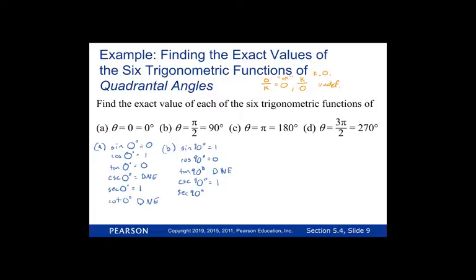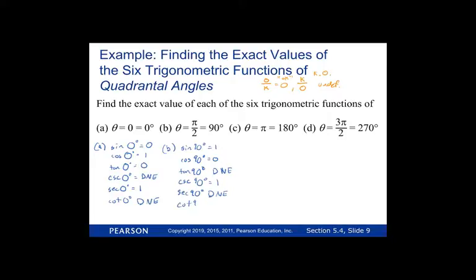So we're taking the reciprocal of what? What was cosine of 90? So what's the reciprocal of 0? 0 is already 0 over 1. When we flip it, 1 over 0, undefined. Does not exist. Or undefined.